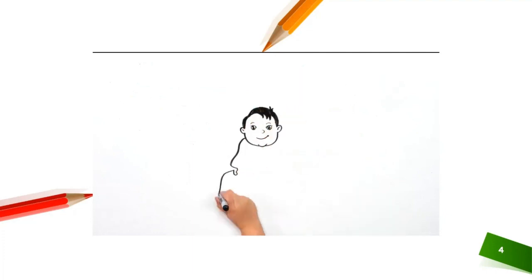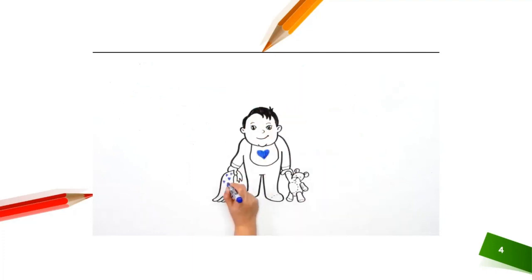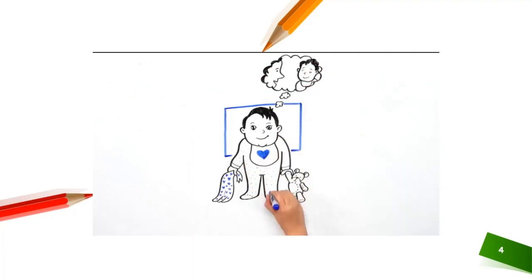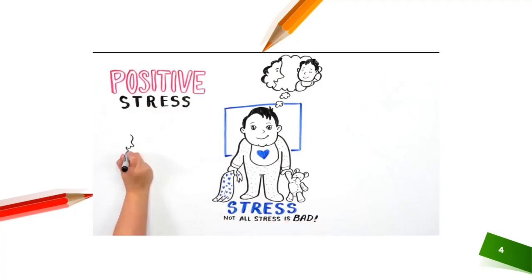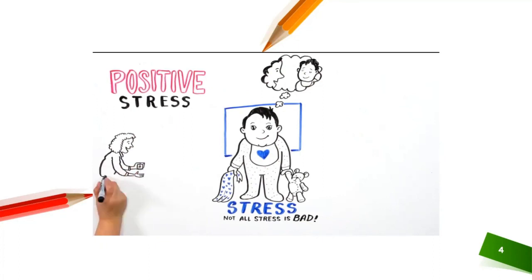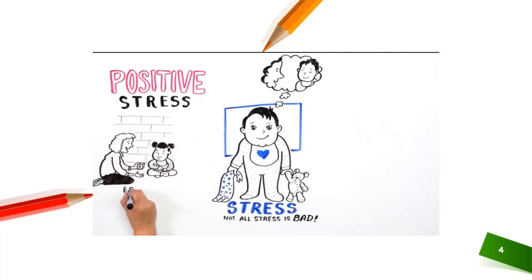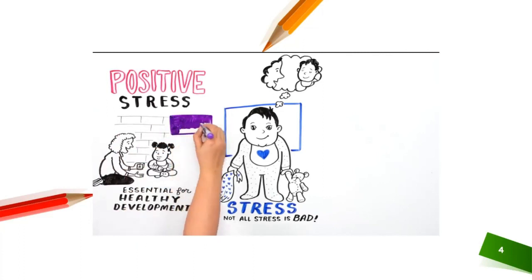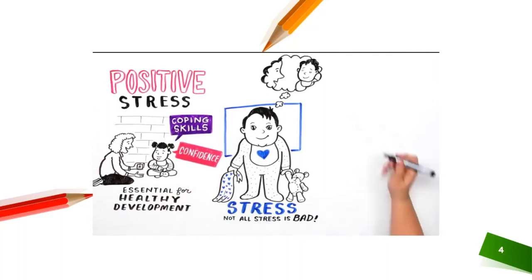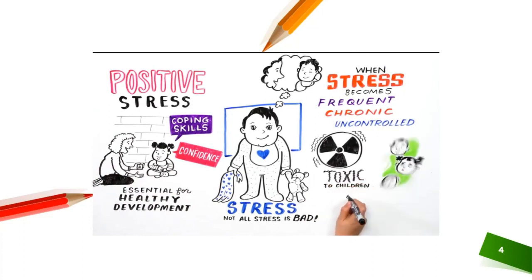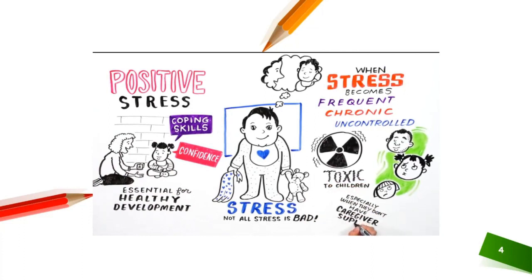Safe, stable, and nurturing relationships early in life lead to healthy development. But children's brains capture other experiences as well. Stressful events. However, not all stress is bad. Positive stress involves normal childhood experiences, like starting daycare or meeting a new person for the first time. This stress is essential for healthy development because it helps children develop coping skills and confidence. But when stress is frequent, chronic, and uncontrolled, it is toxic to children, especially when they do not have a caregiver to provide support or buffer the stress.